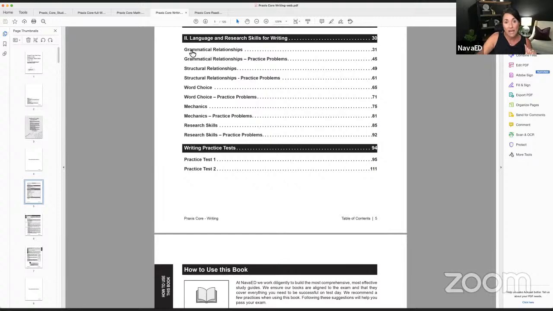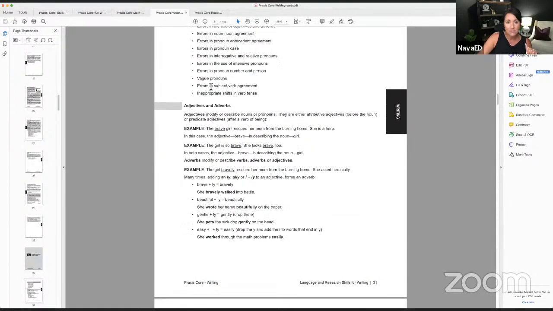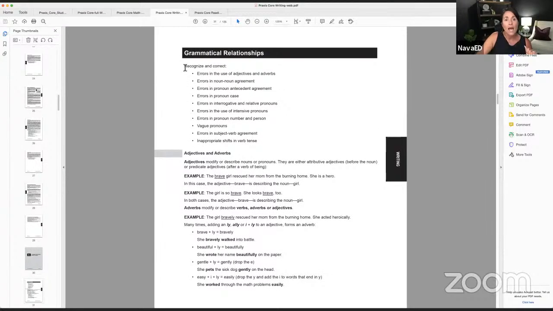So let's go here. So we've got, it's broken up again. So here's the grammatical relationships. And again, sorry to be all around there.